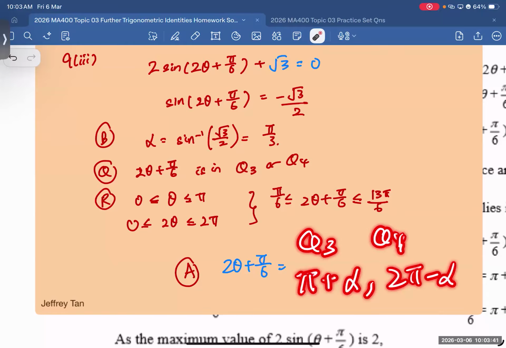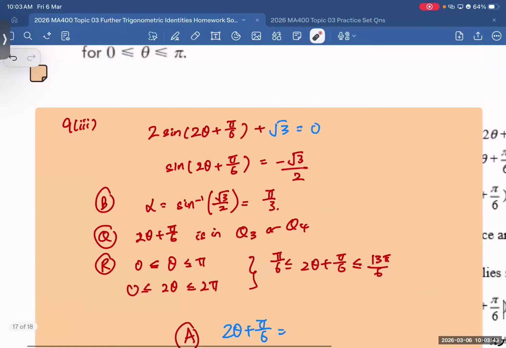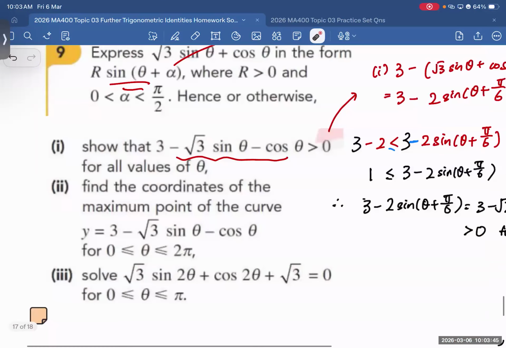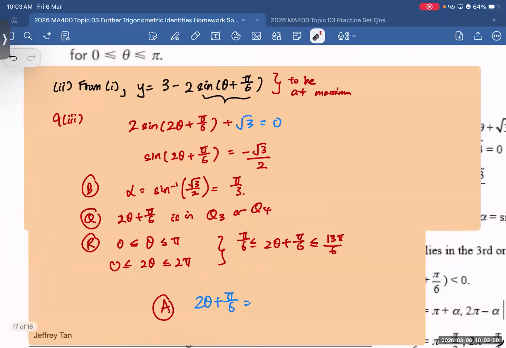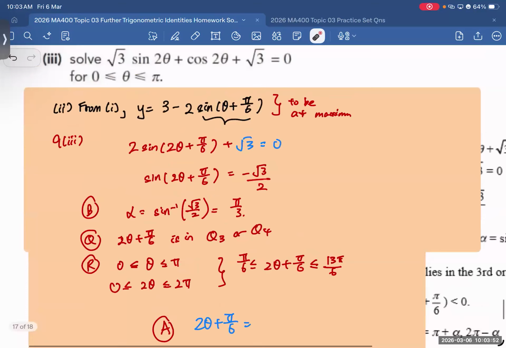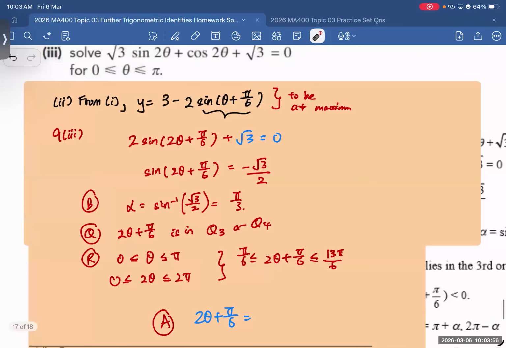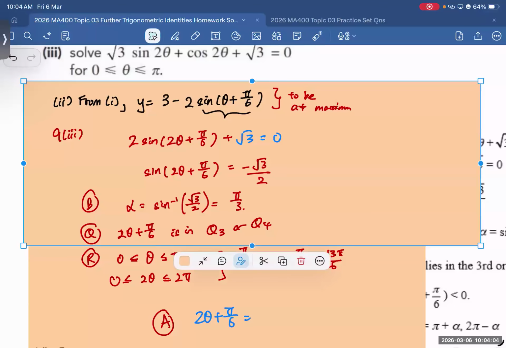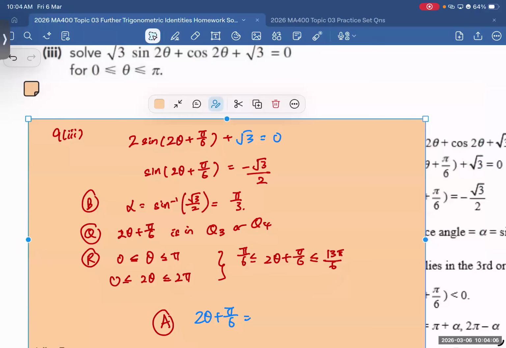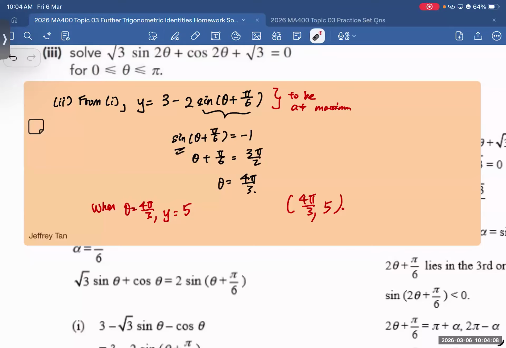Part 2. Why do I use 4 quadrant? Is part, you're talking about part 2?